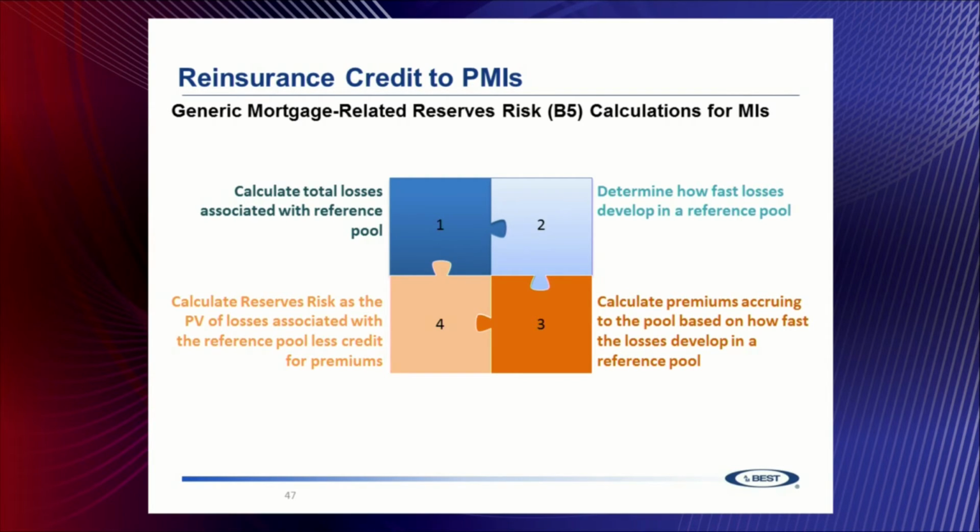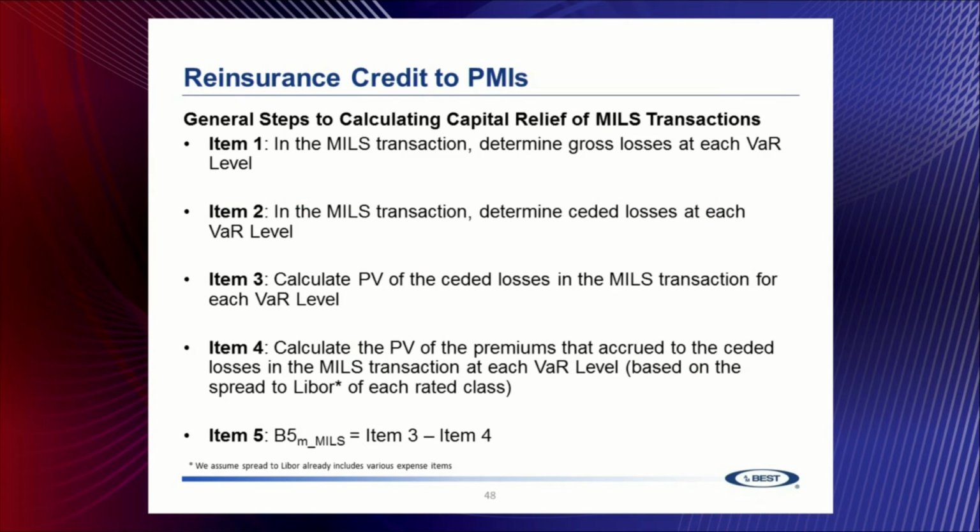And then we can also, fourthly, calculate the reserves risk as a PV of the losses associated with the reference pool less the credit for premiums. Specifically, how we calculate reserves risk for the Mills transaction is that we begin by looking at the gross losses at each VAR level. From that, we can also determine the ceded losses at each VAR level.